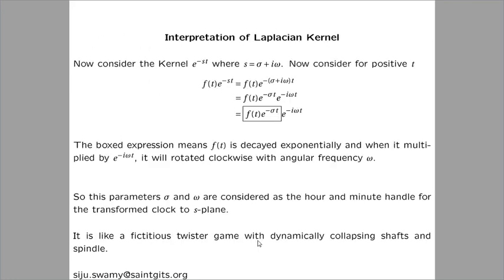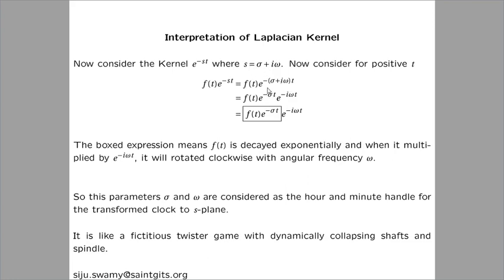Now we are going to interpret the Laplace kernel in the light of this result. For simplicity, I consider e raised to minus st as a kernel. That is, k of s, t is equal to e raised to minus st. Then this s is sigma plus i omega. So sigma is the real part, omega is the imaginary part. That means the power contains a complex number, sigma plus i omega. Now we simply multiply this e raised to minus st by f of t. F of t is projected onto e raised to minus st, equal to f of t into e raised to minus of, instead of s I put sigma plus i omega.